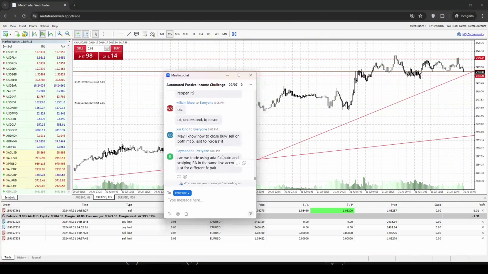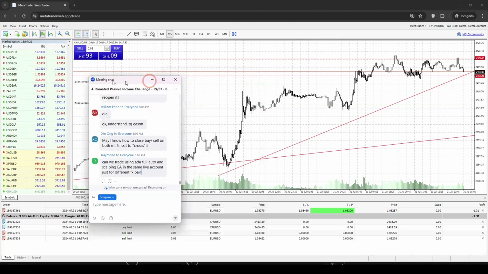Can we trade using ADA full auto and scalping in the same live account, just different forex pairs? Yes, you can.